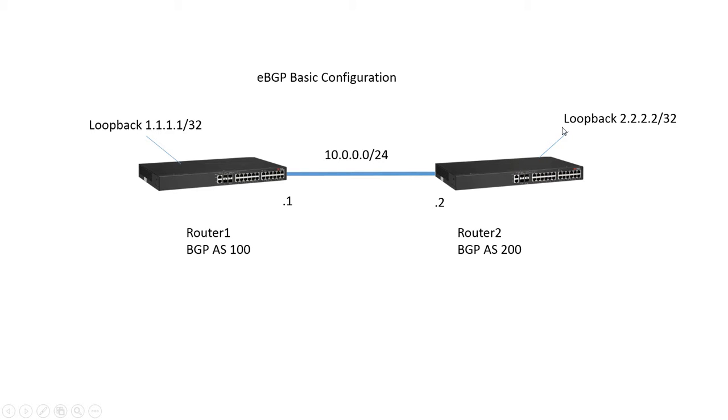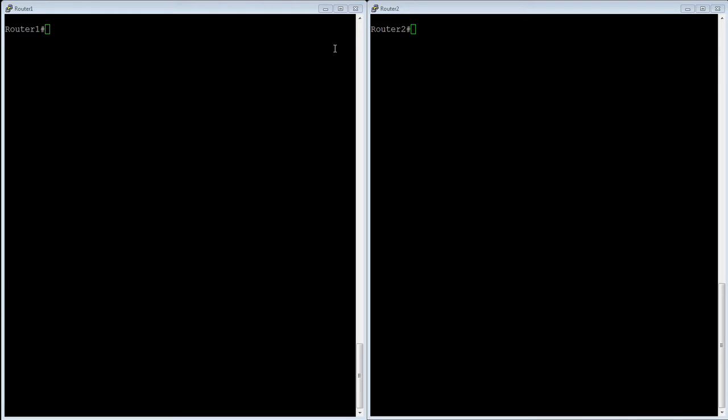And the only reason I need loopbacks for eBGP here is just so that I have a network to advertise. So it's not being utilized as part of the BGP configuration, just as our advertised network out to the remote side. So let's have a look at how that gets done.